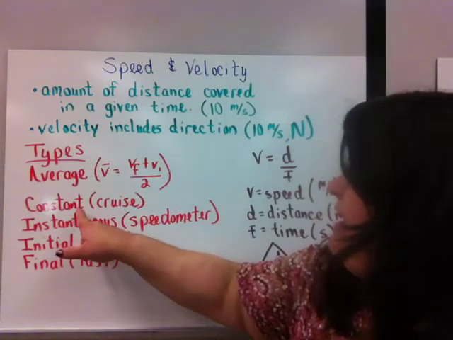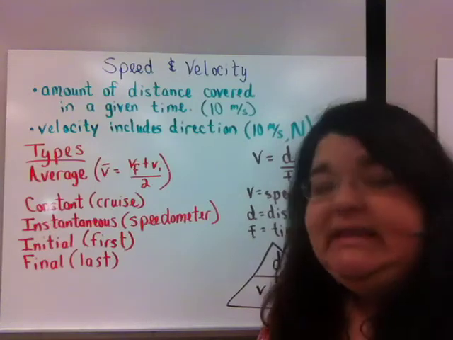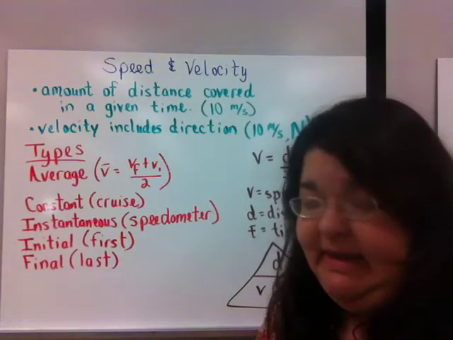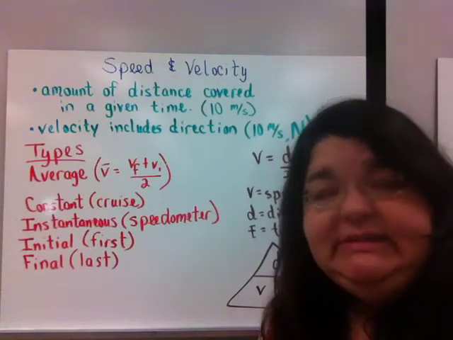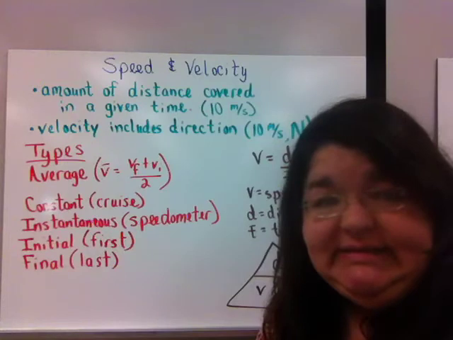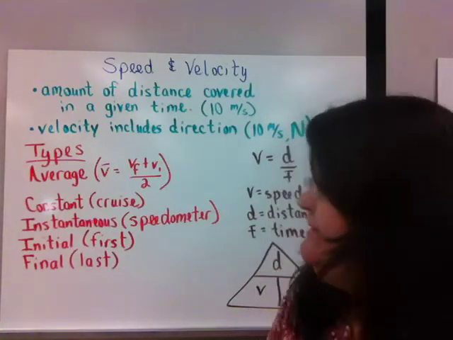Constant speed is like cruise control. It does not change. So if I say that something is going at a constant speed, I'm saying that for every second that that object is moving, it is changing its distance, changing the amount of distance covered at the same rate.